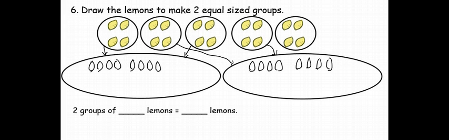And now I have 1 more group of lemons that I have to deal with. There are 4 lemons in that group, so I'm going to take 2 of those lemons, put them in the first circle, and the other 2, put them in the second circle. So now I have 2 groups. In each group I have 10 lemons. So 2 groups of 10 lemons means we have 20 lemons in all. So you can see how this again is working on the foundation for multiplication and division.